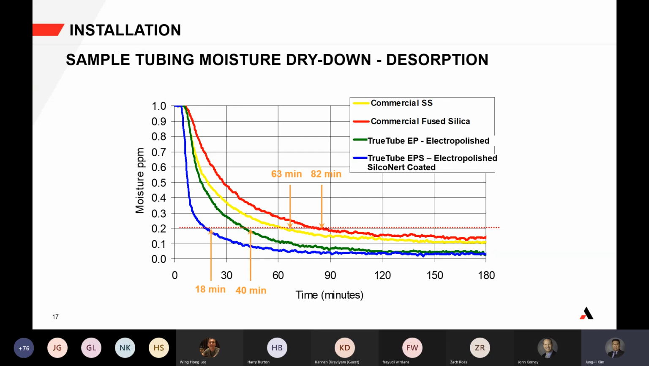The fastest dry down tubing was the one that has the smoothest surface, meaning the least internal surface area, since during dry down, the moisture on the internal surfaces has to be removed before dry gas reaches the analyzer.